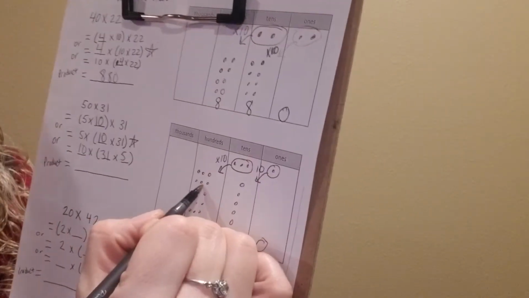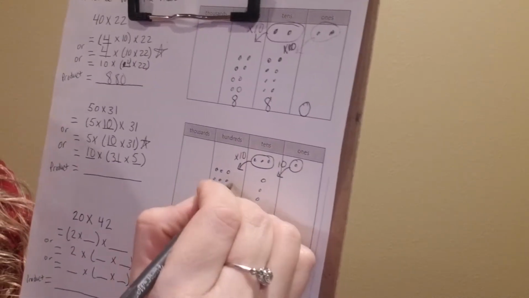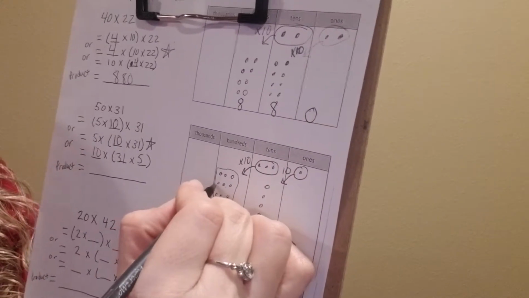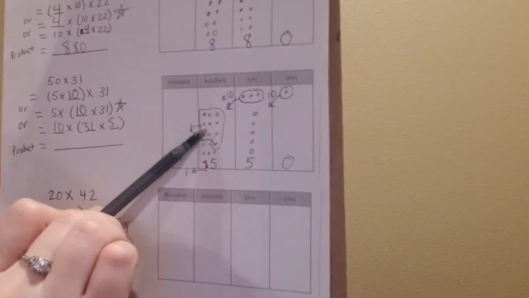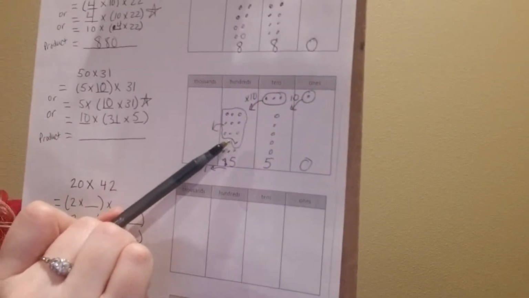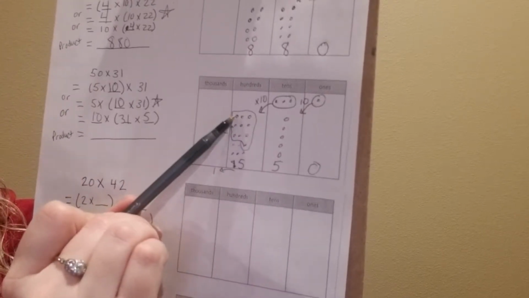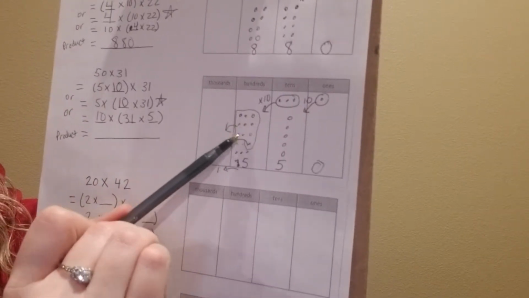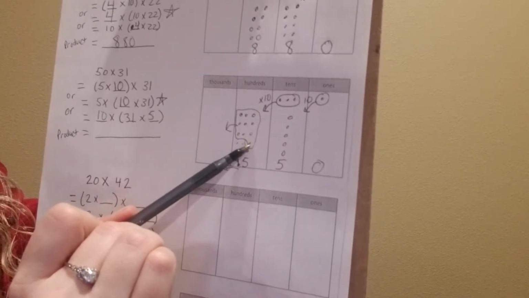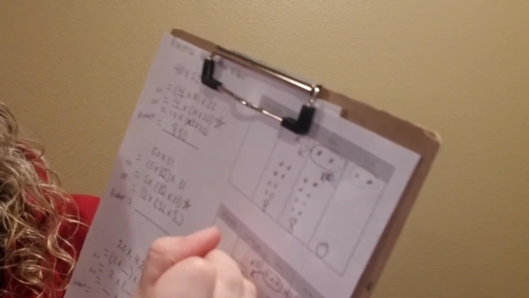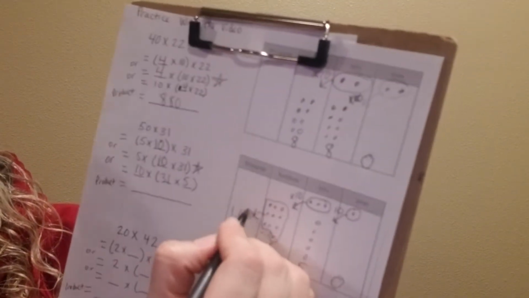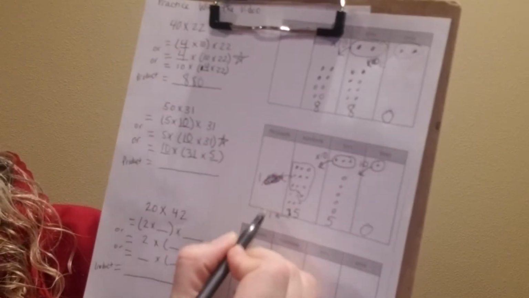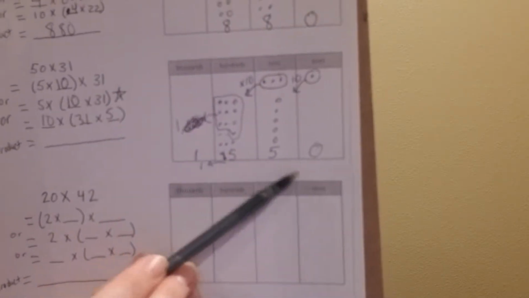So 3, 6, 9, and one more. Take a group of 10 and move it over there. 10 hundreds, I'm not multiplying, I'm just moving. 10 hundreds equals 1,000. 100, 200, 300, 400, 500, 600, 700, 800, 900, 1,000. That's the number, but that's not how many I have. I just have 1,000, so my number is there. So it's 1,550. Okay, that's our product.